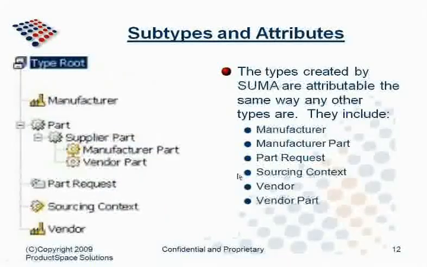The image on the left here is a sort of condensed list of the new types that get created when you install SUMA. You can see that you have the manufacturer and vendor supplier types. They exist at the base level. And the part request, which I will cover at the end of this presentation, and the sourcing context also exist at the base level. You can also see that the supplier part is created as a subtype of part, and underneath that, as subtypes of supplier part, are your manufacturer and vendor parts.